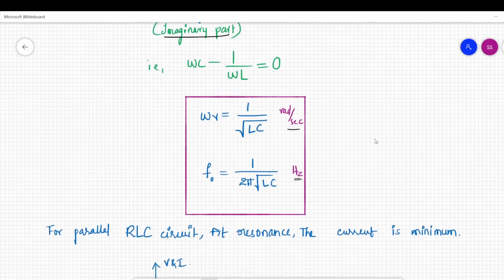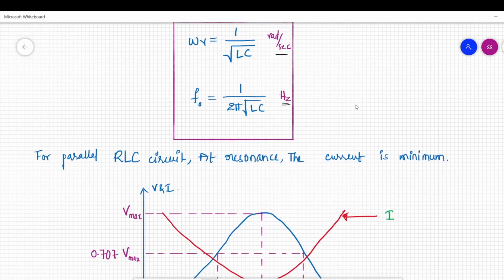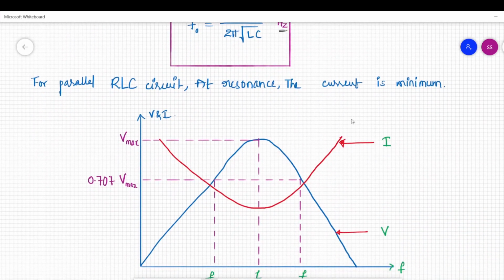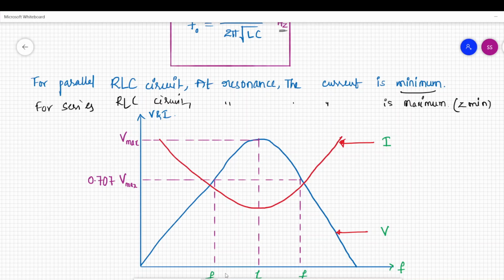In series RLC the current was maximum, but in parallel RLC at resonance the current is minimum. These are very important points. For series RLC at resonance the current is maximum, because the impedance is only due to resistance, and the impedance was minimum. But for parallel RLC, the current is minimum and the impedance is maximum. You need to remember these things.